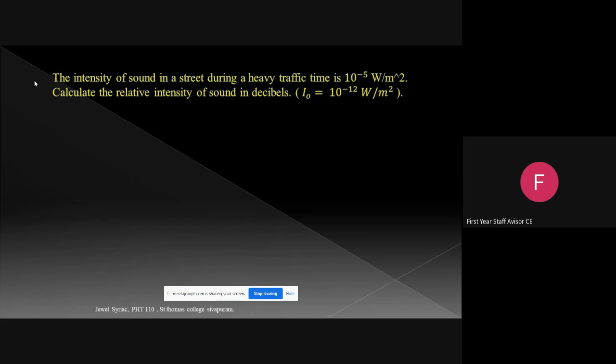So the question is, the intensity of sound in a street during a heavy traffic time is 10 raised to minus 5 watt per meter square. Calculate the relative intensity of sound in decibels. Write down the question.